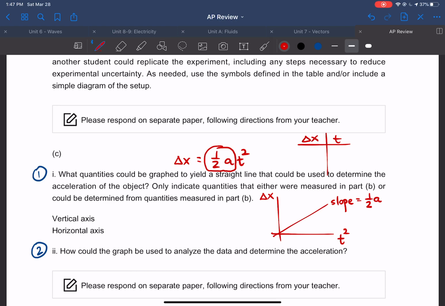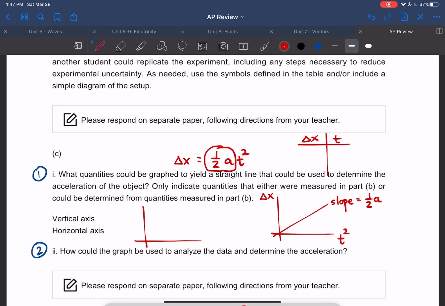Okay, so main parts for part C, the main ideas, you want to make sure you have the horizontal and vertical axis correct, so that when you calculate the slope, you're taking displacement dividing by t squared and not the other way around. And then you also want to make sure you correctly interpret the slope. And I mentioned there are a number of ways you could do this.